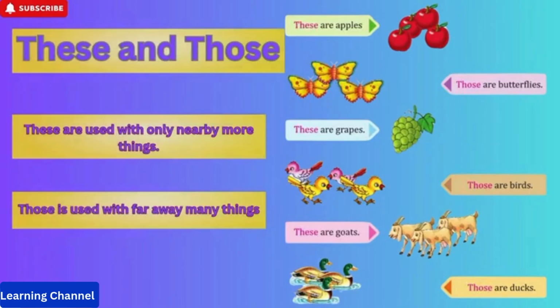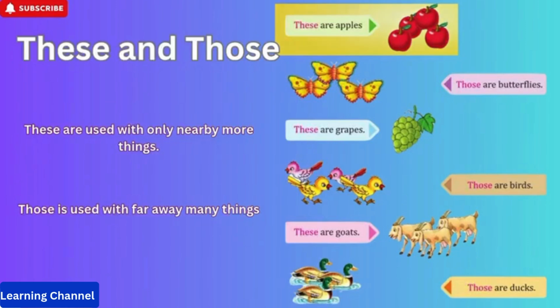I am repeating it again: these are used with only nearby many things. On the other hand, those is used with far away many things. Let's study this with examples.